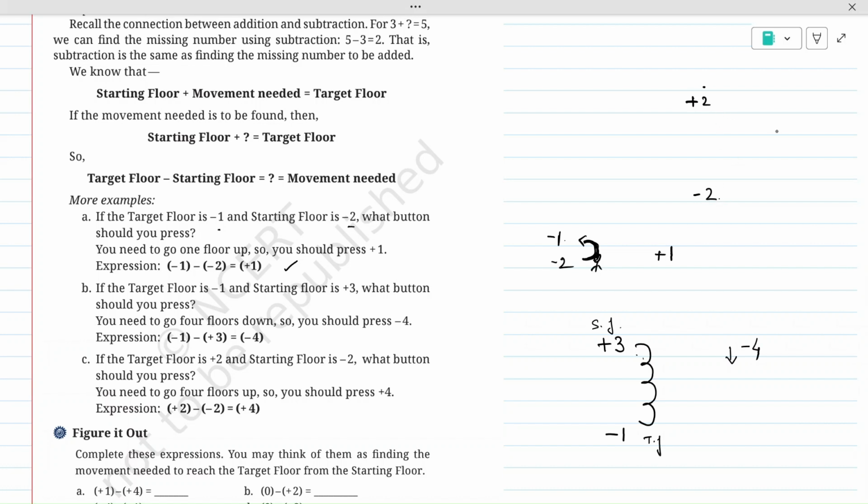That means I have to go up. Go up means positive sign, plus. I will have to press how much? Let's see. -2 to -1, -1 to 0, 0 to 1, 1 to 2. So I have to press the plus button 4 times here. Same thing is expressed over here.